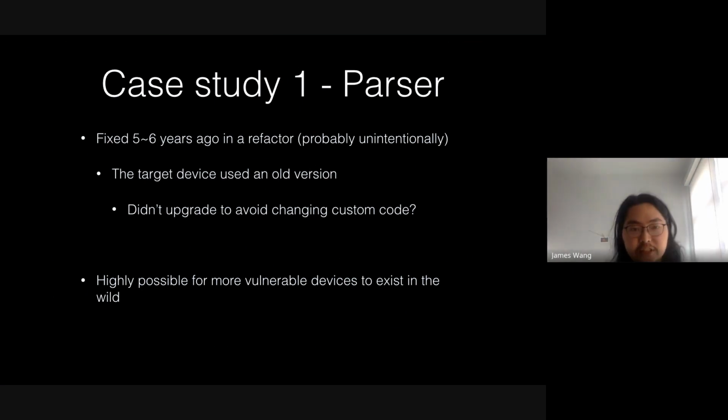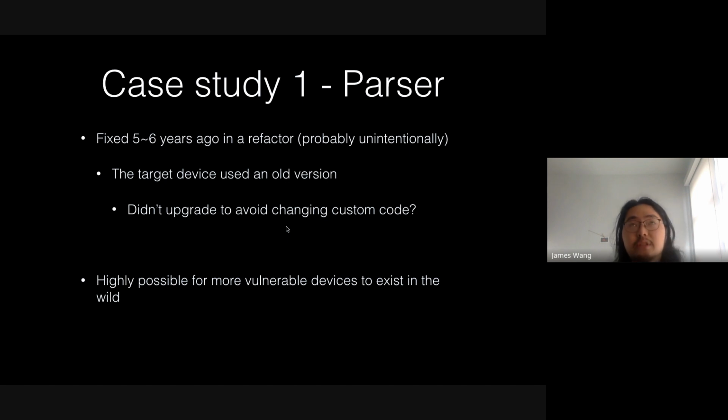Actually, this bug was discovered around 2 years ago when I was reviewing a random IoT device that I laid my hands on. After finding this bug, I became curious about whether a bug this obvious was lying in a commonly used code base, because this would be a huge problem. It wouldn't be just for the specific device I'm examining, it would be a problem for hundreds or thousands of devices. So I went to check the official repo of OpenWRT, and it turned out the bug was fixed 5 to 6 years ago in a code refactor.